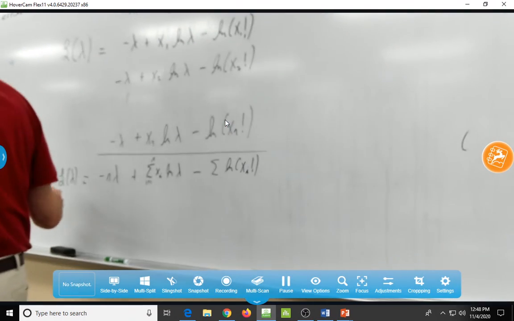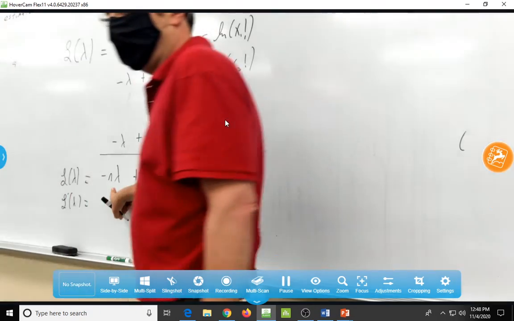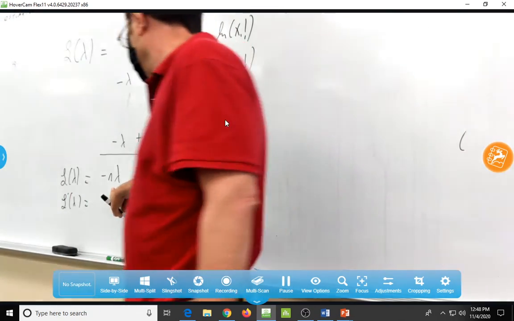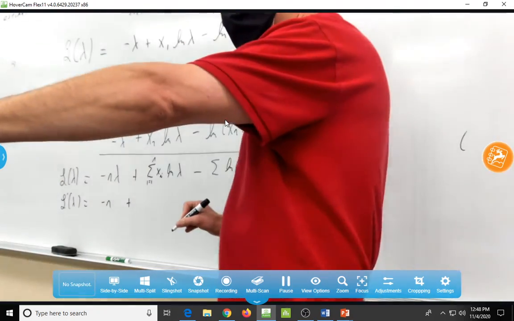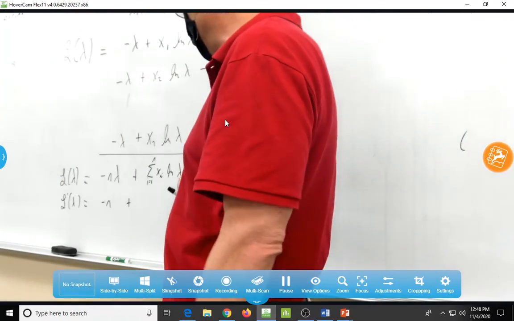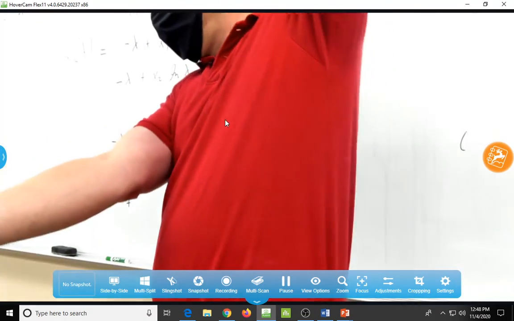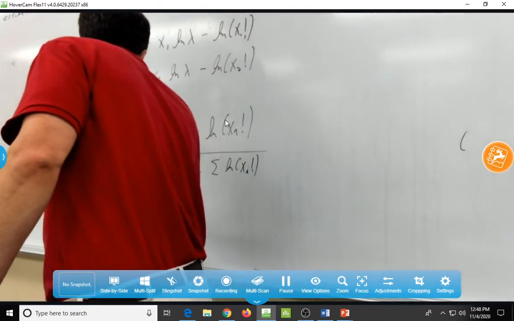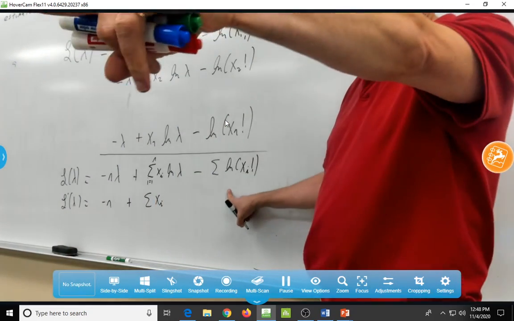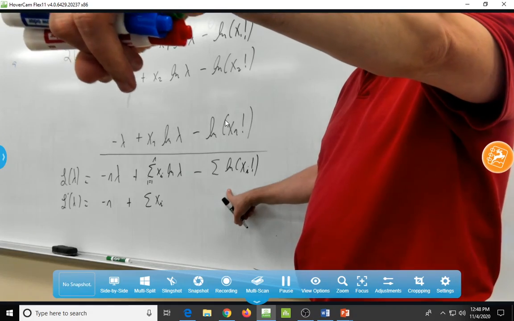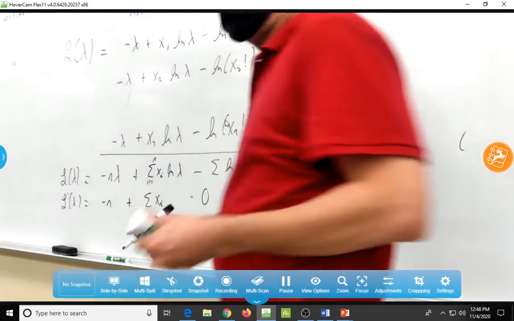Okay, so Jonathan, taking the derivative with respect to lambda, I get negative n. Very good. Taking the derivative, Caroline, of something with lambda, you have a constant times lambda, you take the derivative with respect to lambda, you just get the constant. So my constant is summation of xi. And nothing with any lambda whatsoever, its derivative is 0. I set this equal to 0 because I want to maximize it.